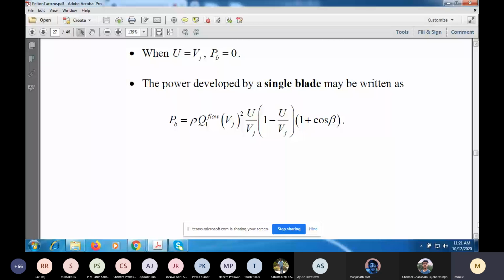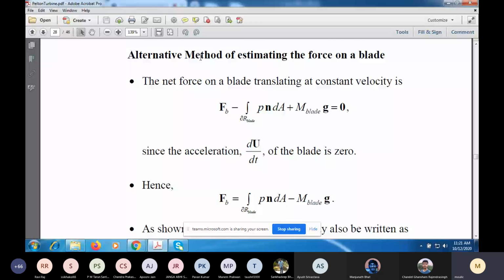So let us look at an alternative, more direct method of estimating the force on the blade. Now notice that I am not saying calculating the force, I am deliberately using the term estimating because we are making many approximations.